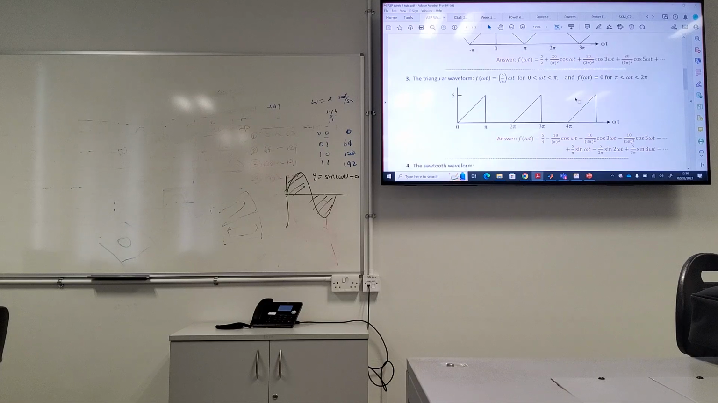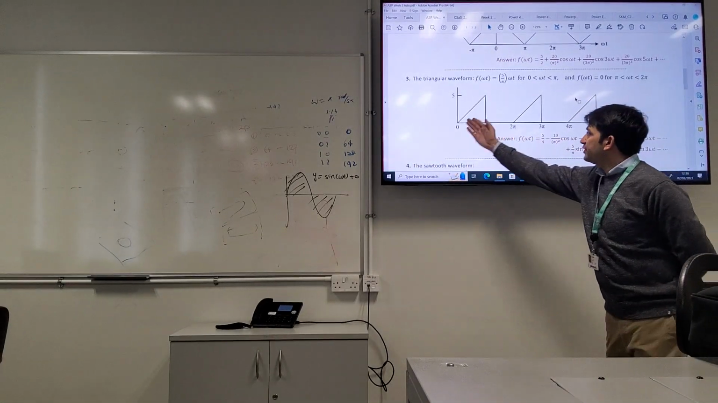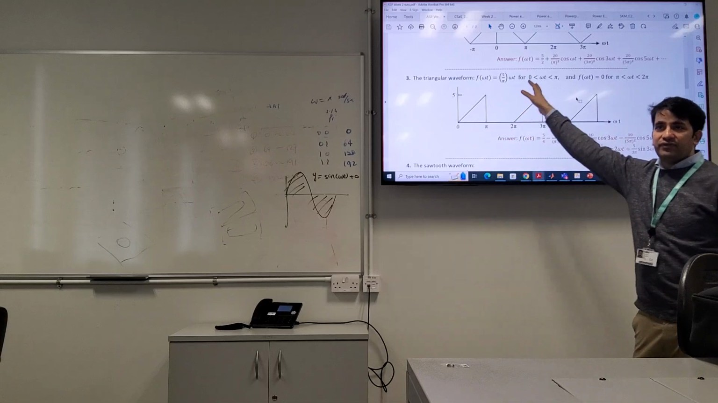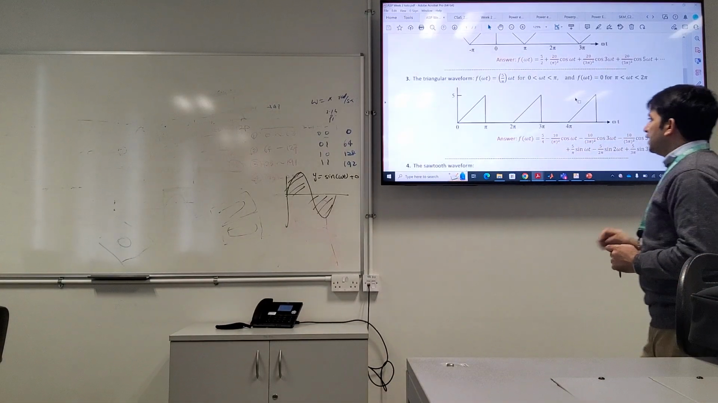This is something different, which is a triangular waveform. We have done one example in which the waveform was symmetric around the y-axis. You remember there was a straight line down there, and then we found a single equation starting from minus pi to pi. But in this case, is it even or odd?